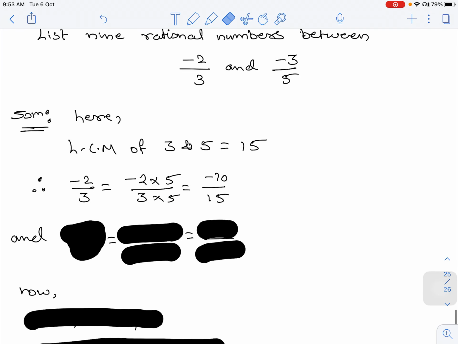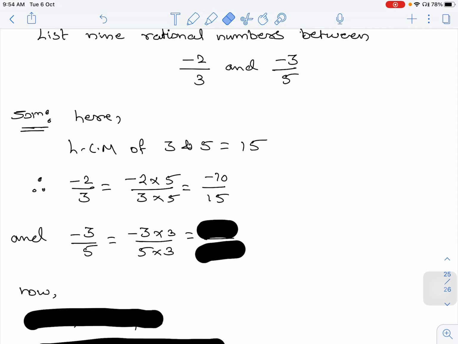Now, what is our next number? It is minus 3 upon 5. Again, the same condition: we want to make this denominator 15, because the LCM is 15. By what number should it be multiplied? By 3, so the numerator will also be multiplied by 3. Minus into plus will become minus, and 3 threes are 9, and here 5 threes are 15.